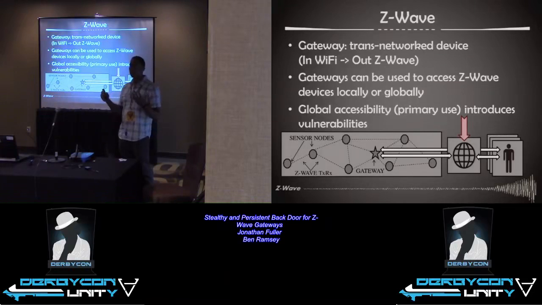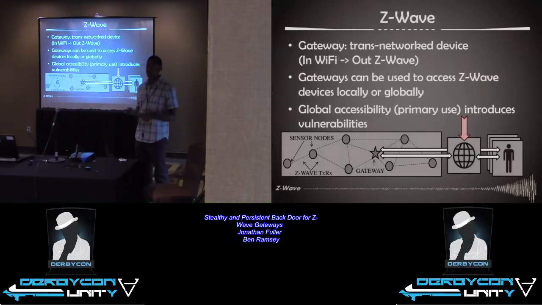So the homeowner or the user will send a Wi-Fi packet or some kind of command to the device from the Wi-Fi or WLAN interface. The router, the gateway takes that in and then sends out a Z-Wave command. So trans-network device, in Wi-Fi, out Z-Wave. Gateways can be used to access the devices locally or globally. So you could come home, set scenes, activate lights and switches, but you can also access your home or security solution from anywhere geographically with a cell phone app or any internet connected computer. And that's how the gateways are primarily used.